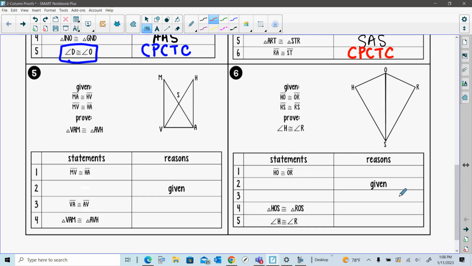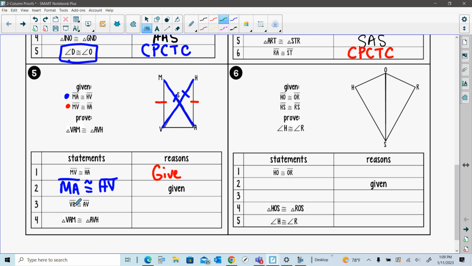All right, number 5. Number 1, always given. And if you look, they're talking about MV and HA. So tick mark, tick mark. They also want the second given statement. That was here, meaning your MA segment is congruent to your HV segment. MA, tick mark, tick mark. They're referring to this diagonal here, MA and HV.